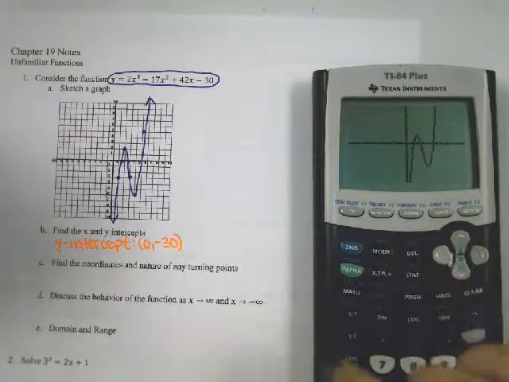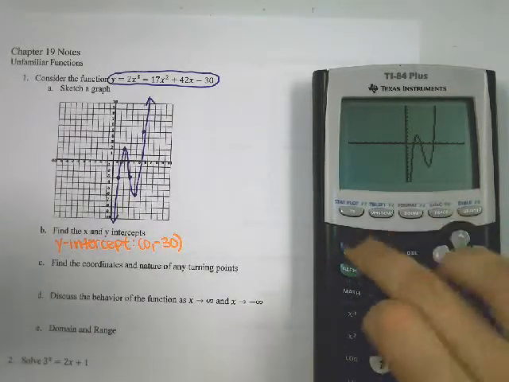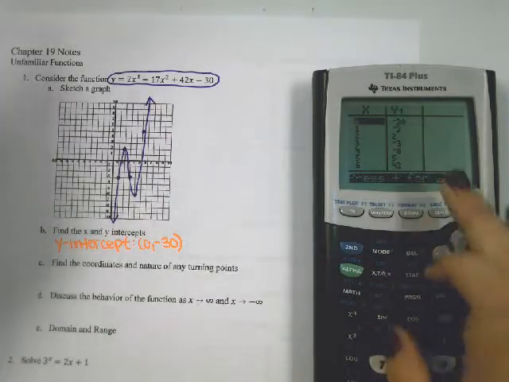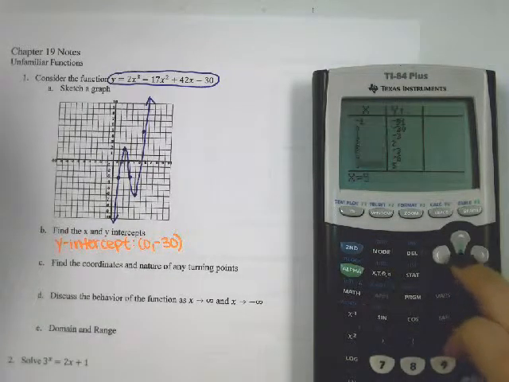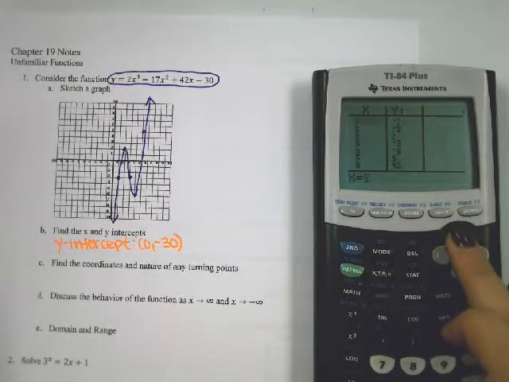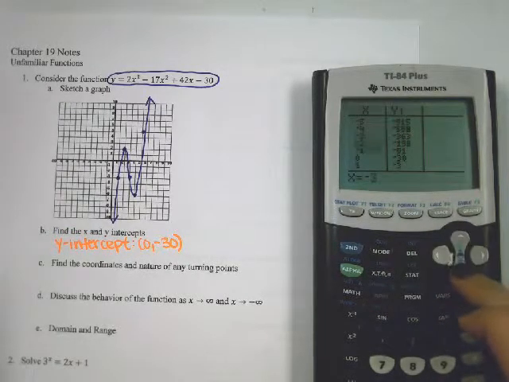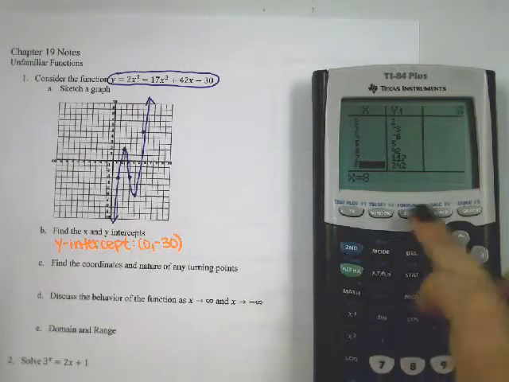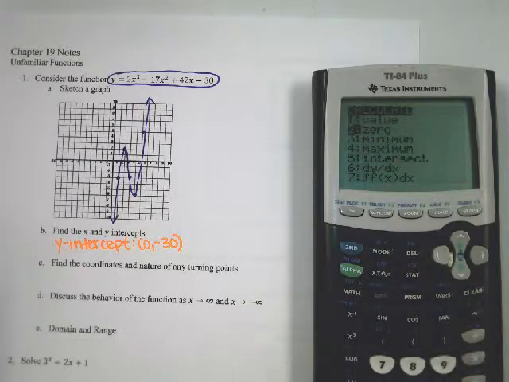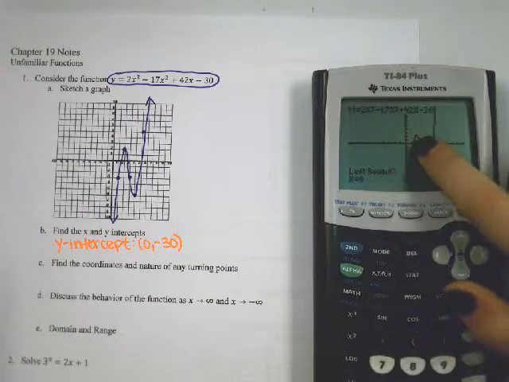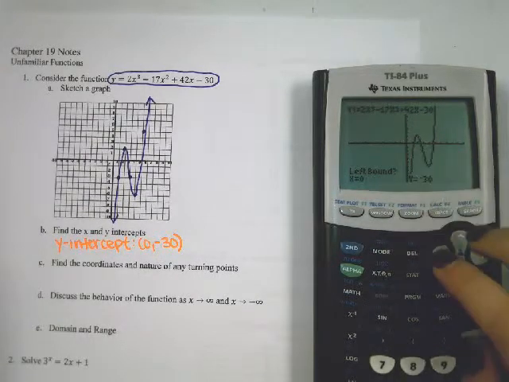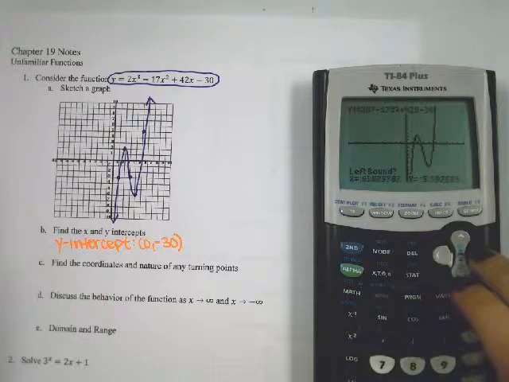So I'm going to go to my table first. If there's anywhere where y is 0, that would be an x-intercept. Unfortunately, none of those show up. Y is not 0 anywhere there. So we're stuck to using second calculate, and we're going to find the 0, which would be our x-intercept. I'm going to start by finding this one. So I'm going to go find my flashy dot first.